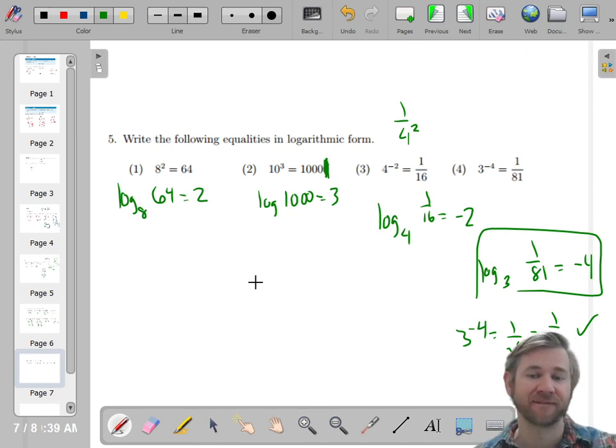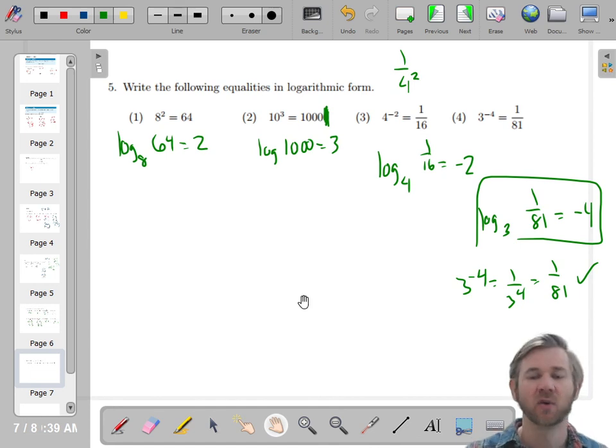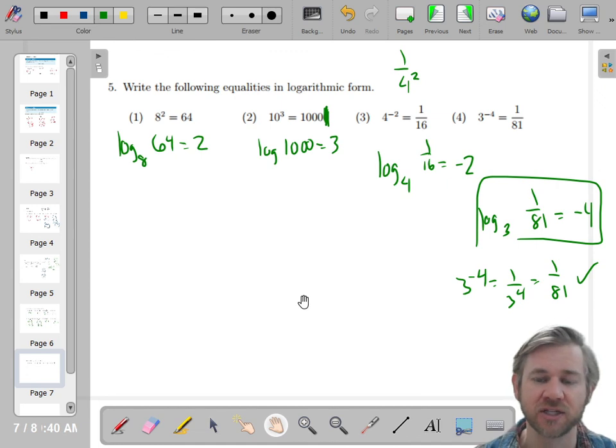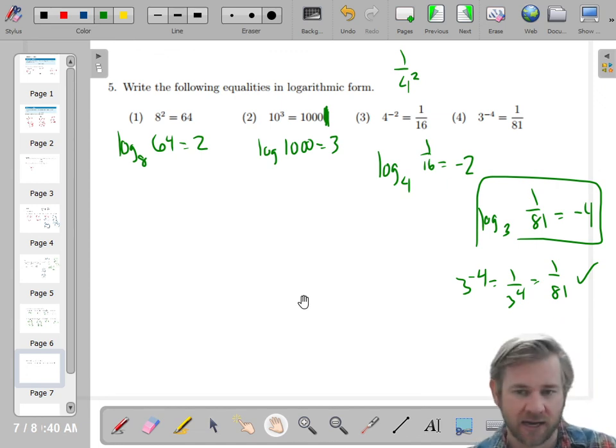So by far, the most important thing for you to be successful with logarithms is that you are able to quickly go between logs and exponents. If you can do that, then everything else is going to fall into place. But you have to understand the relationship between logs and exponents, and you need to be able to do those in your head without a calculator.